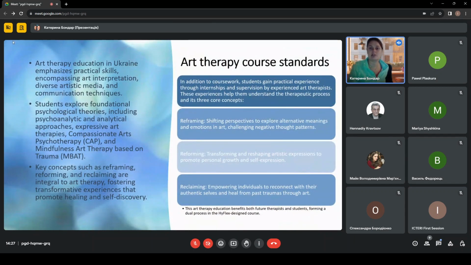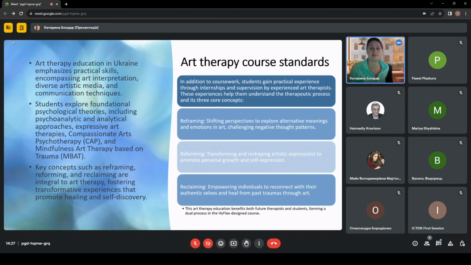Now, 3 statements about art therapy course standards. In art therapy, I think not all participants are psychologists, so just briefly, I'll explain that art therapy is like a clinical psychotherapy course. It's not about drawing or sculpture, it's about psychological or mental transformation, and we usually focus on reframing, reforming, and reclaiming as a process, and we should explain and teach students how to do this.